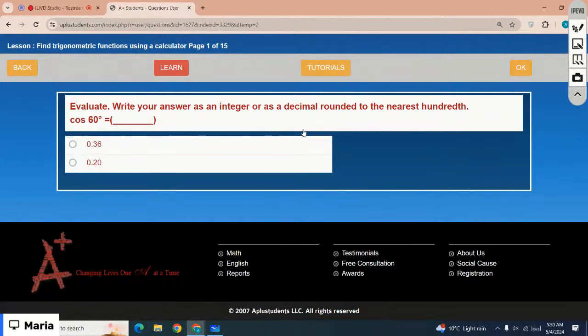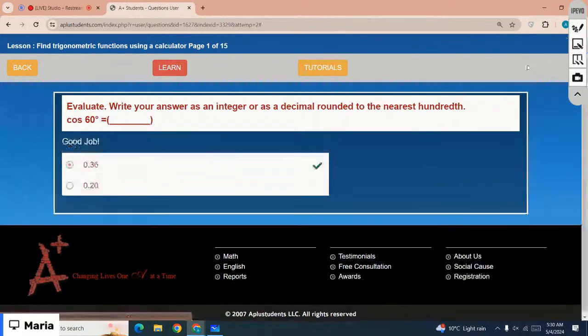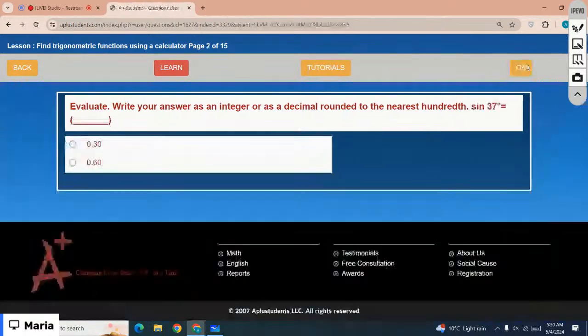Cos of angle 60 is 0.5, but you are not given the 0.5 here. Okay, let's see. 0.5, right? Cos 60 is 1 by 2, that will be 0.5. Okay, evaluate sine 37. Let me just see. Sine 37 degrees. That is 0.60. The correct option is option number 2, that is 0.60, right?